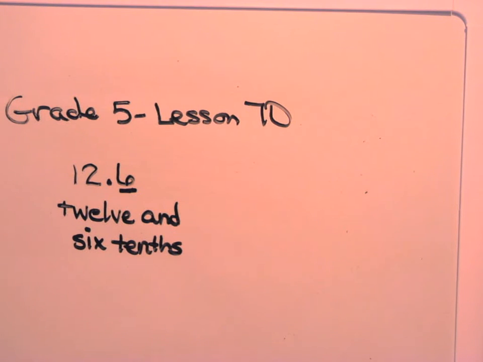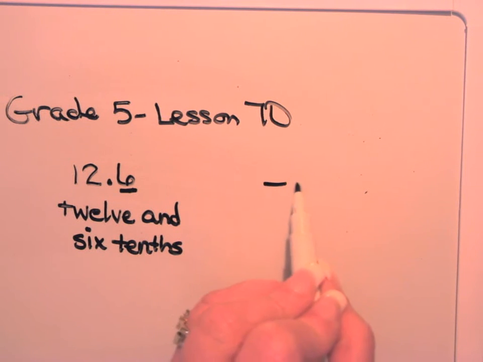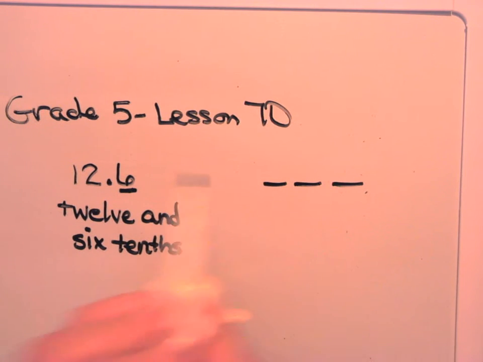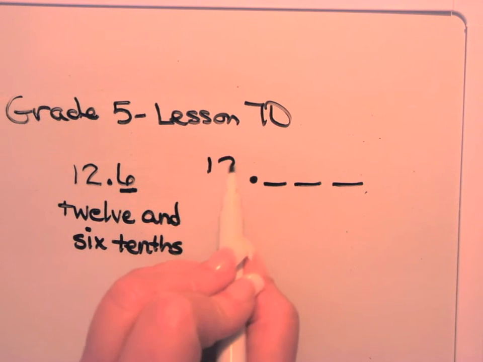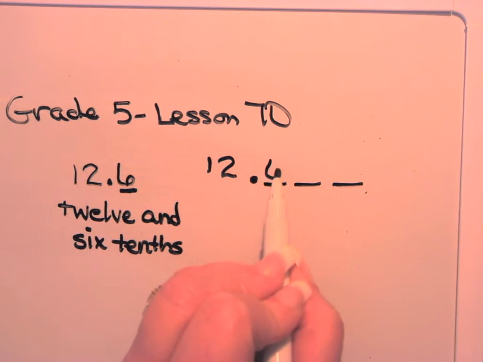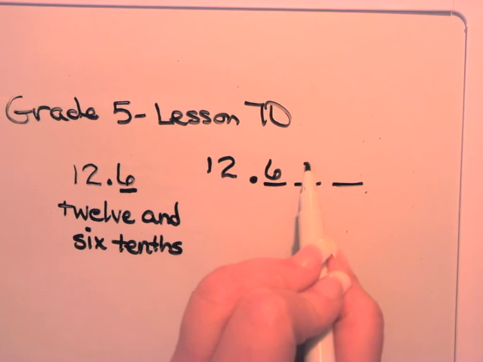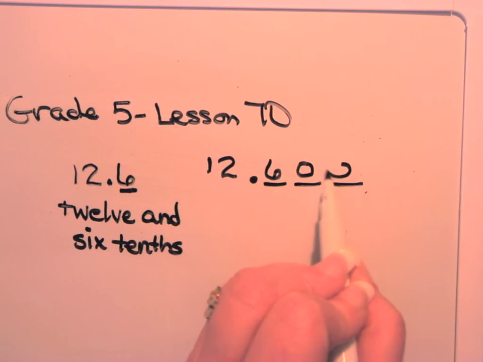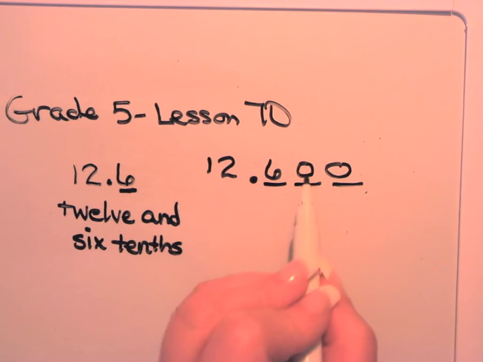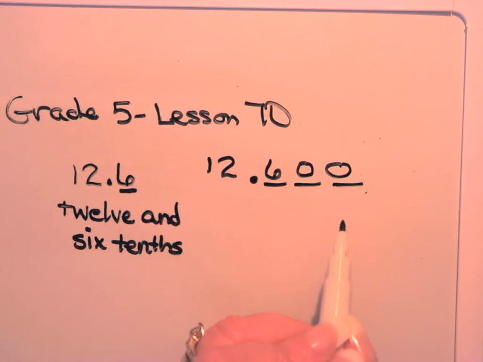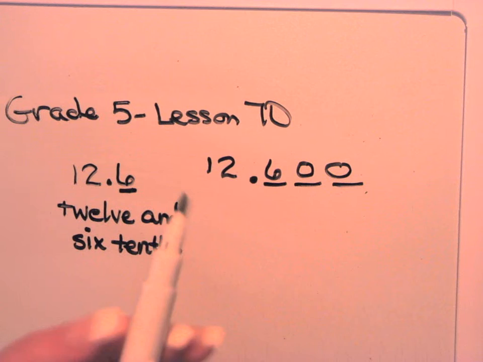Now, what if we need to write that so that we have 3 numbers after the decimal point? What do we do then? Well, our 12 is going to stay the same. Our 6 is going to stay the same, and we can actually just fill those spots in with zeros, because no matter how many zeros we add in, we're not changing the value of our number.